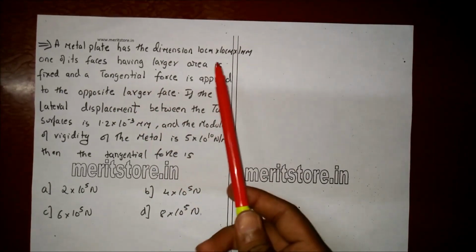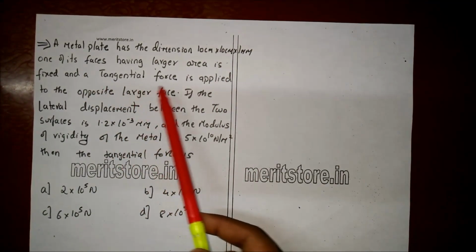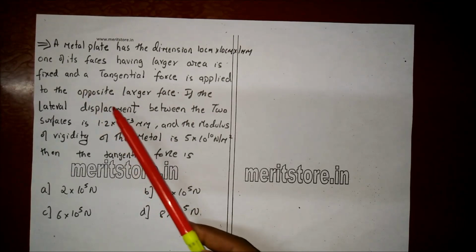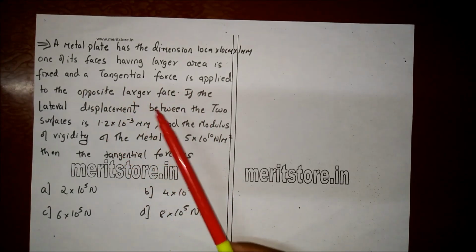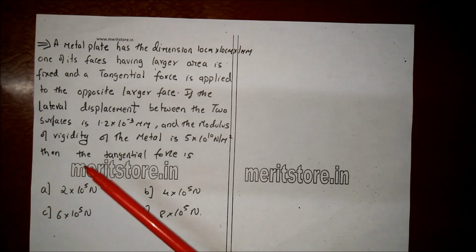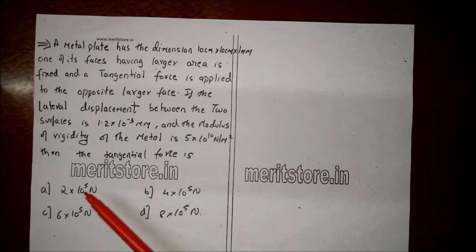A plate has the dimension 10 centimeter into 10 centimeter into 1 millimeter. One of its faces having larger area is fixed and a tangential force is applied to the opposite larger face. If the lateral displacement between the two surfaces is 1.2 into 10 raised to minus 3 millimeter and the modulus of rigidity of the metal is 5 into 10 raised to 10 Newton per meter square, then the tangential force is, here are the options.